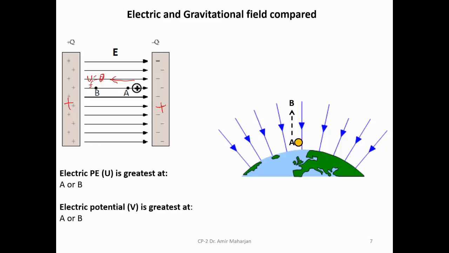So where is the potential energy greatest in this case? The potential energy is greatest here at B, definitely, because here all its energy is potential energy, just like this. They are similar. So electric potential will be greatest at B.